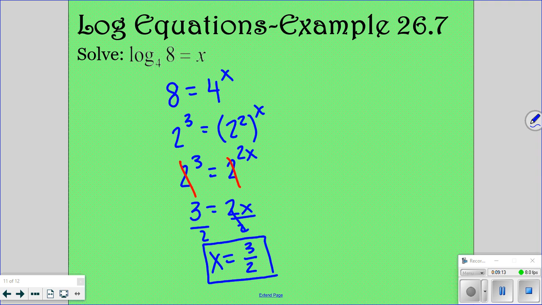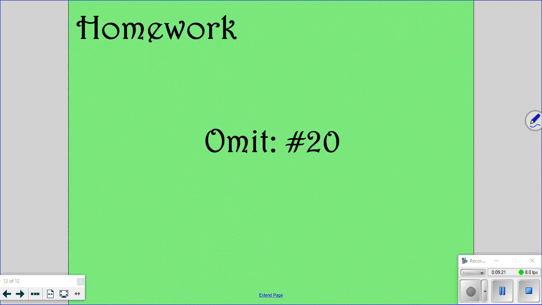So these aren't terribly difficult, but you definitely have to practice putting them into exponential form to be able to get them right. Your homework, you do get to omit number 20, so make sure that you do the rest of them tonight for homework so we can go over any questions you have tomorrow.